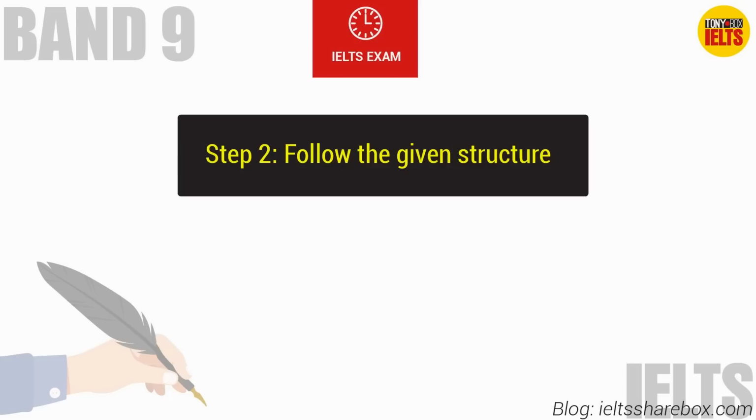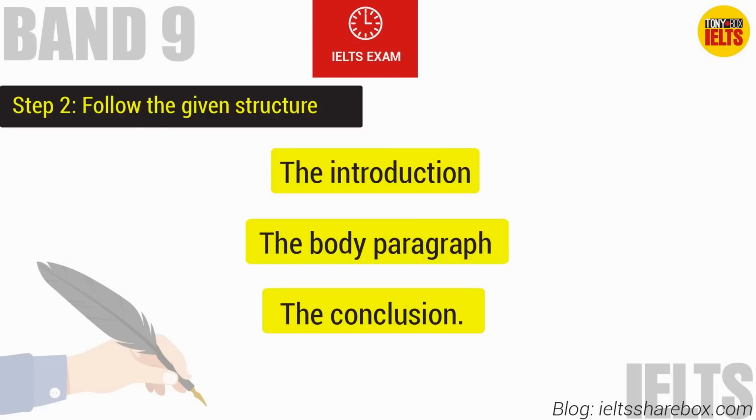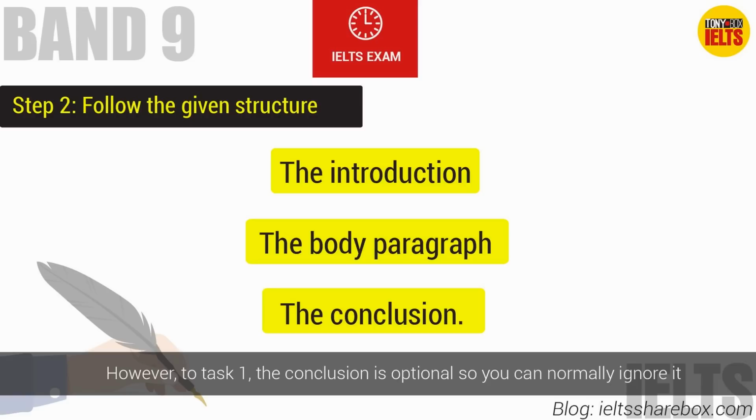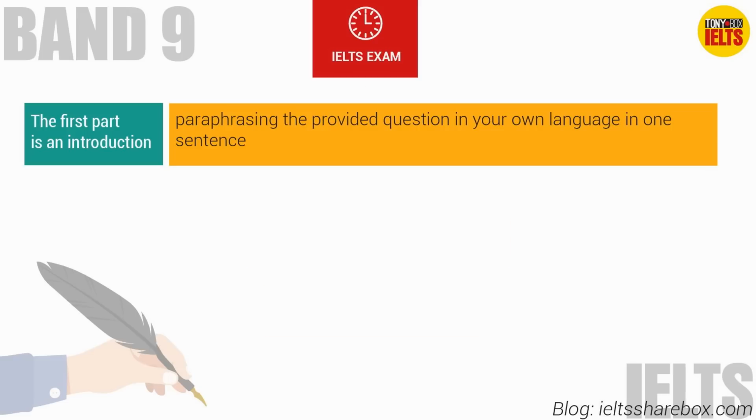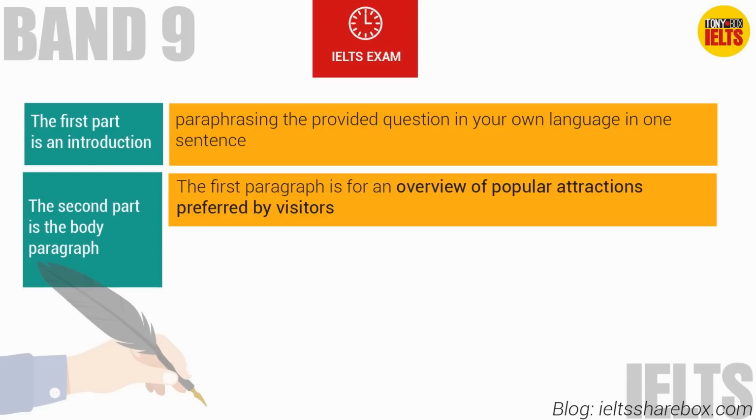Step 2. Follow the given structure as I mentioned. The outline will include 3 parts: the introduction, the body paragraph, and the conclusion. However, for task 1, the conclusion is optional, so you can normally ignore it and finish the essay with only the first 2 parts. The first part is an introduction, paraphrasing the provided question in your own language in 1 sentence. The second part is the body paragraph.